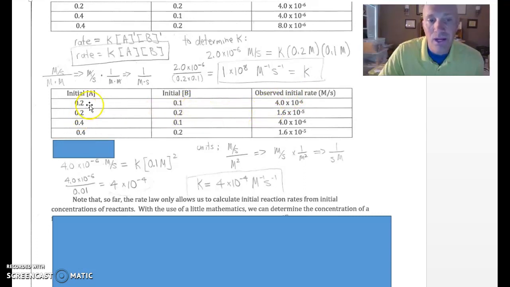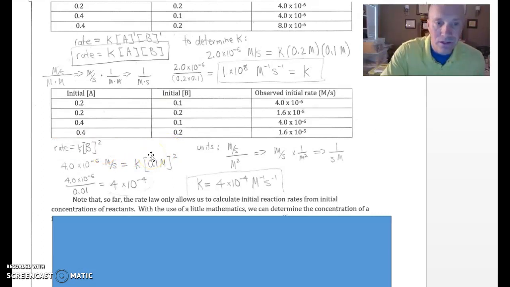But what happens with respect to A? Well, if we keep B constant, which is what happens between the first and the third experiment, and we double A, what happens to the rate? We get absolutely no change in the rate. That means that it's zero order with respect to A. And when you write the rate law, anything to the zero order becomes 1. So therefore we don't write that in the rate equation, and that's why we only see B to the second power. And again, you can go through this.